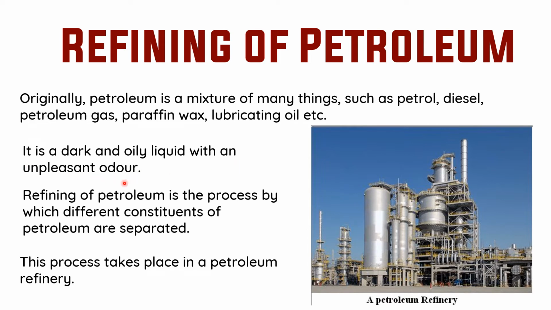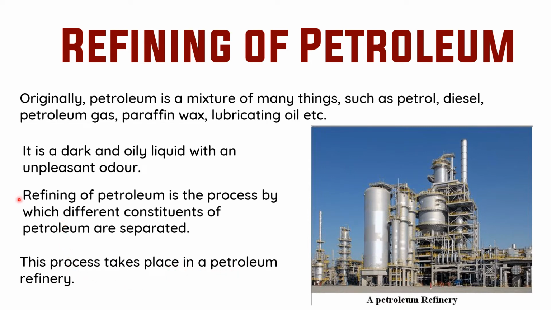Petroleum has an unpleasant odor. It is a dark and oily liquid. Refining of petroleum is the process by which different constituents of petroleum are separated. So petroleum contains many things such as petrol, diesel, paraffin wax, etc. In this refinery, they separate each product. This process takes place in a petroleum refinery.